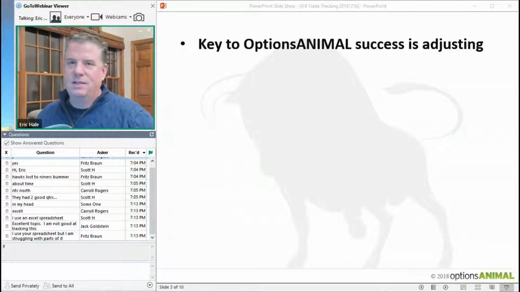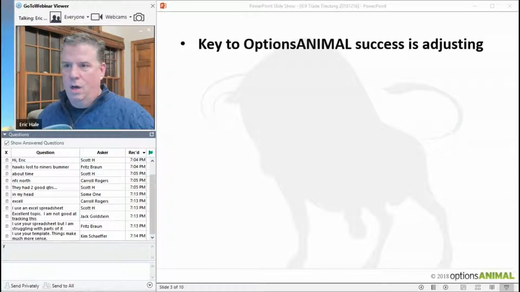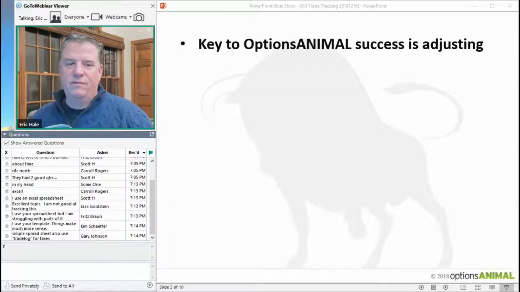So, the key to success using the options animal method is that it is going to require adjusting roughly about 33%, about a third of all of your trades. About a third of all of my trades and all of the animal trades require adjusting. It might be a little bit higher, maybe it's 40%, but it's in that range. It's not quite half, and it's definitely more than 20%. So about a third of all the trades.